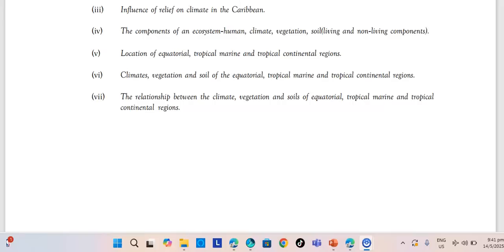So in short, in an equatorial region, it's a very wet climate, dense forest, poor soil. Tropical marine region: warm with wet and dry seasons, mixed vegetation, moderate soil. Tropical continental region: hot with a long dry season, savanna vegetation, dry soil.